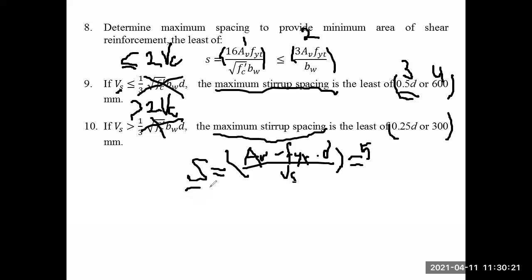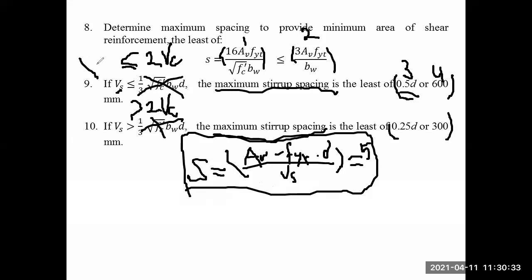Yes, we have 5 terms. It depends. We have conditions for these two. Which one you will choose is based on the condition. Which condition is satisfied, this or this? If this condition is satisfied, you go to these two. If this condition is satisfied, you go to these two.